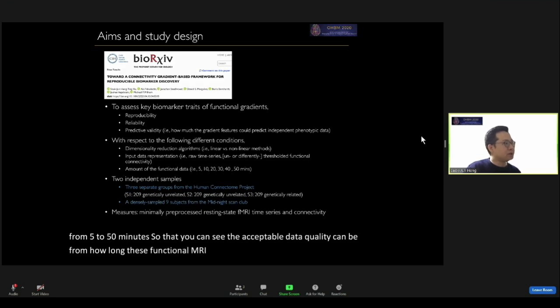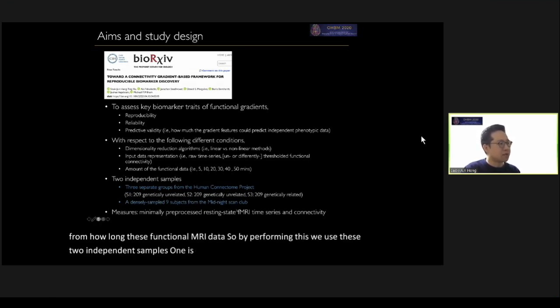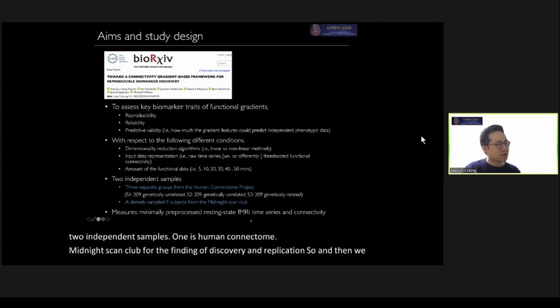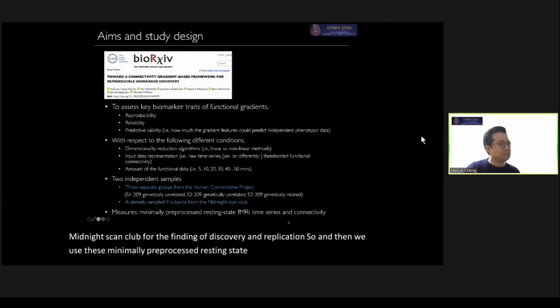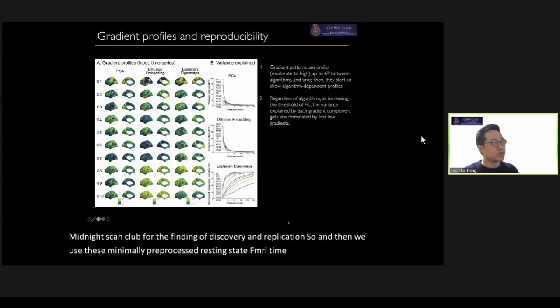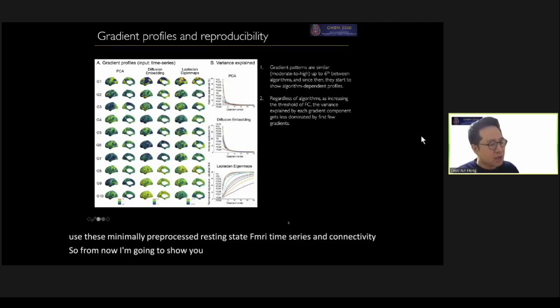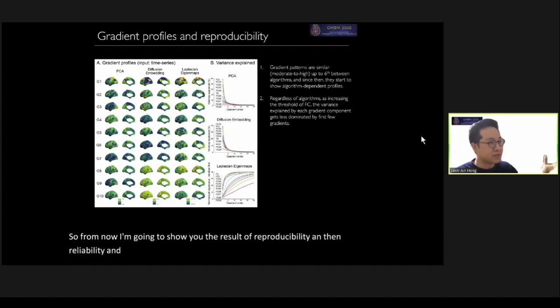By performing this, we use two independent samples. One is the Human Connectome Project, and the other is the Midnight Scan Club, for discovery and replication. We use minimally preprocessed resting state fMRI time series and connectivity. From now on, I'm going to show you the results of reproducibility, then reliability and predictive validity, in order. And this is the first slide.